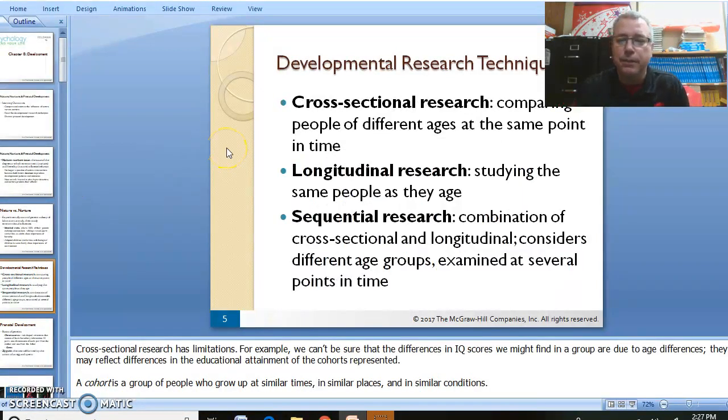How we study developmental psychology is cross-sectional research. We compare different ages to each other at the same point in time. We see any differences and similarities as we age.